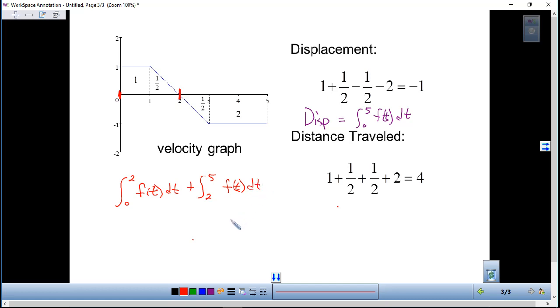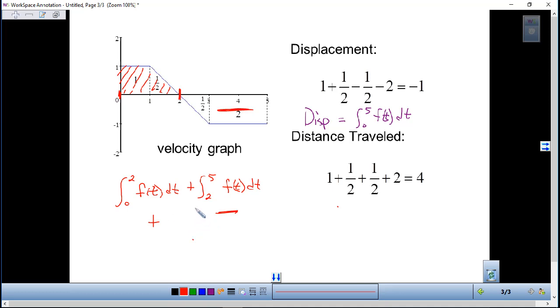Now, I want you to think for just a second, is this going to work for what we've got, looking at this graph? If we integrate from 0 to 2 of f of t dt, I'm going to come up with a positive number because all this is positive area above the x-axis. Now, if I integrate from 2 to 5 over here, I'm going to end up with a big negative number. So this is going to be a negative, and that's not going to work because I wanted absolute value.